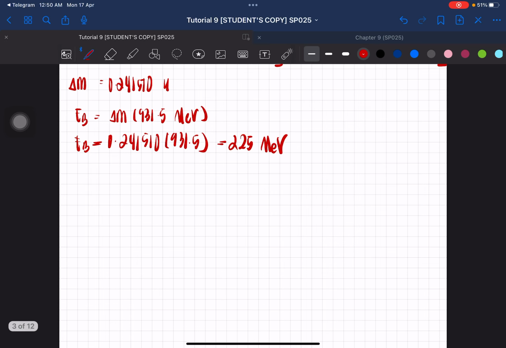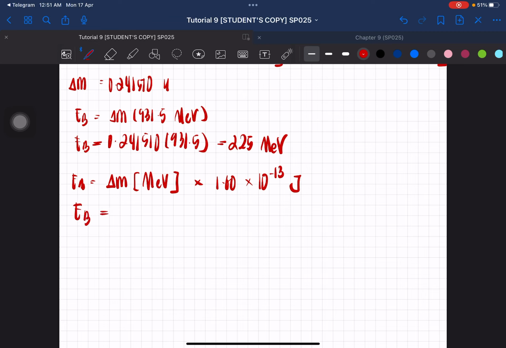So and then in joule, you can do delta M in mega electron volt. Salah. Kamu darab dengan 1.6 times 10 negative 13 joule. So you will get 3.6 times 10 negative 11 joule. Okay, so that is the binding energy.